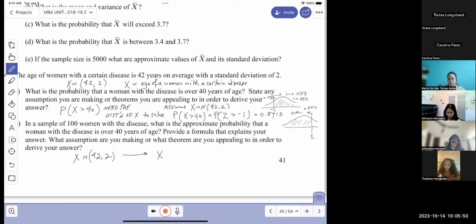And then I say X bar is approximately normal with a mean of 42 and a standard deviation of 2 over square root of n. But I'm going to have 100 women, so it's going to be 0.2. So what we're using here is called the central limit theorem.